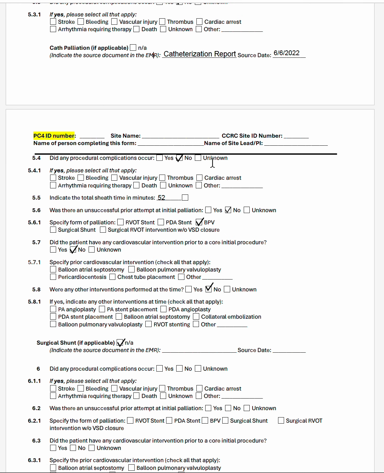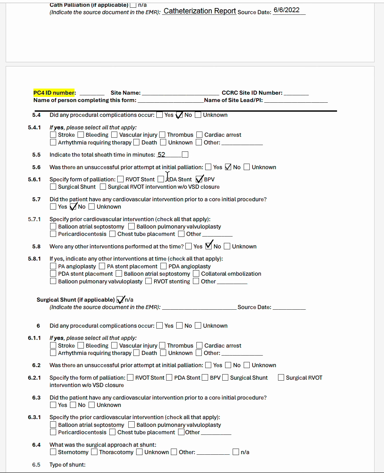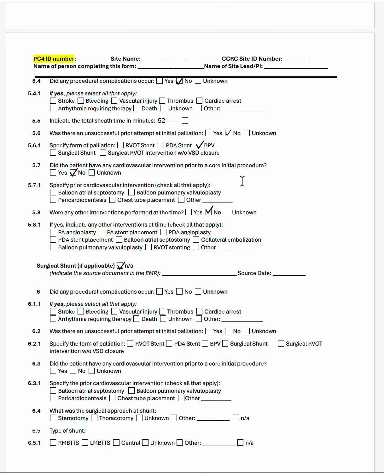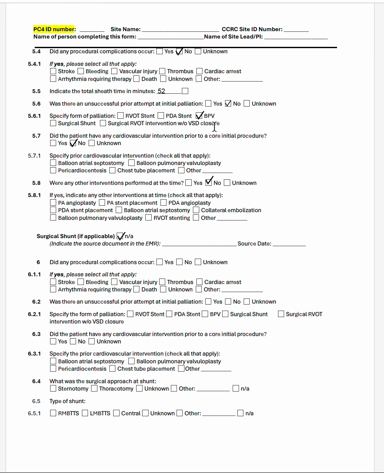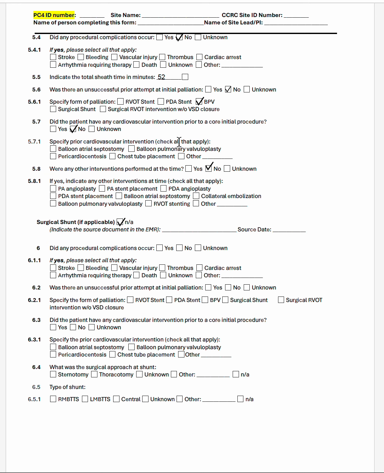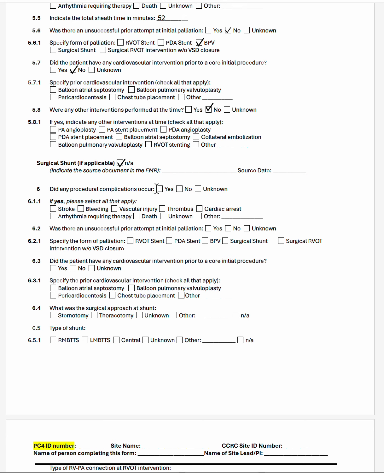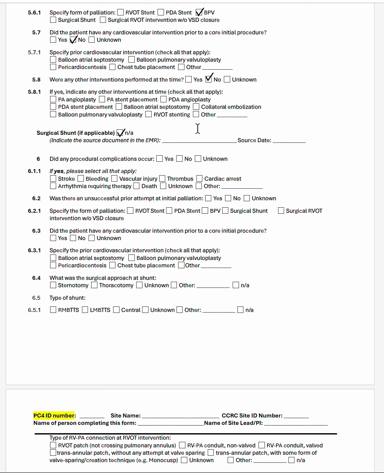Any complications, if there are, what those were, the sheath time in total minutes. If your report has a start and end time, we're going to ask that you please use a calculator to complete that. If there was an unsuccessful prior attempt at palliation, what the specific form is, if they had any cardiovascular interventions prior, what that was, any other interventions at the time if this was being performed, etc.